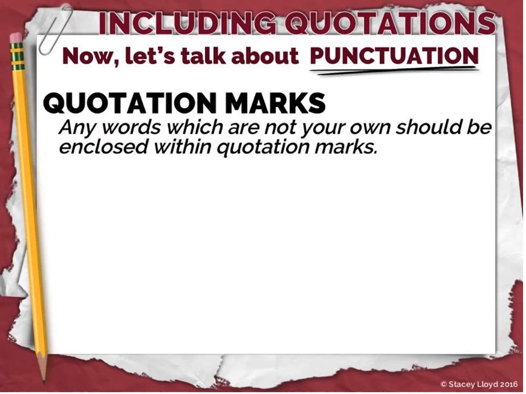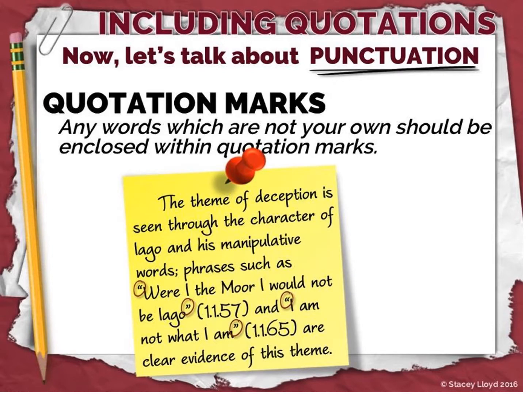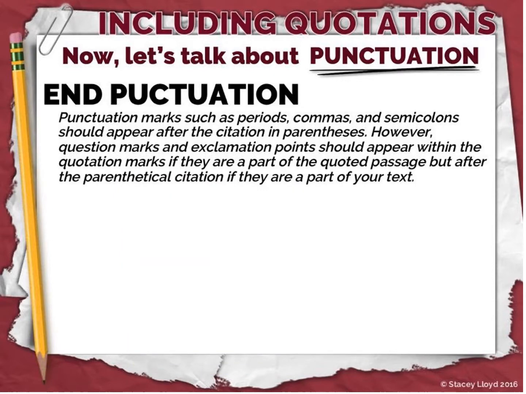Let's talk about punctuation. Quotation marks. Any words which are not your own should be enclosed within quotation marks, which tells the reader that these are not your own words. The theme of deception is seen through the character of Iago and his manipulative words. Phrases such as "Were I the Moor, I would not be Iago" and "I am not what I am" are clear evidence of this theme. And since this is a play, in your parentheses you are including the act number, the scene number, and the line number.